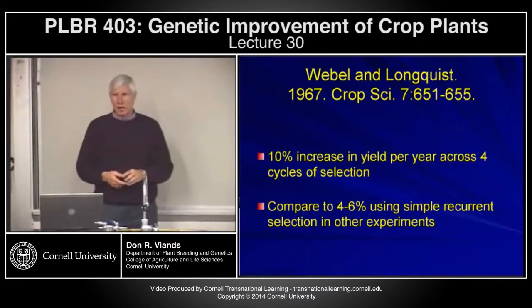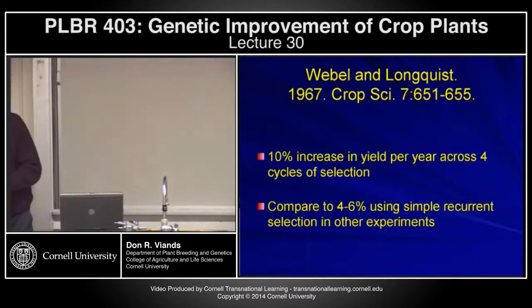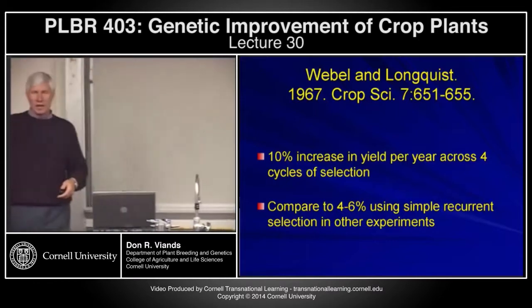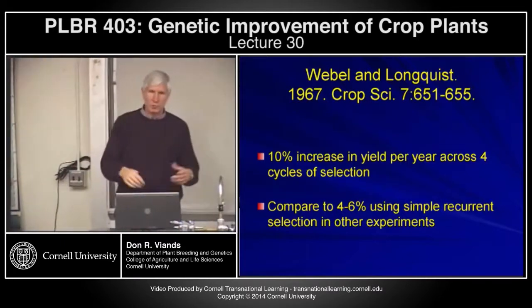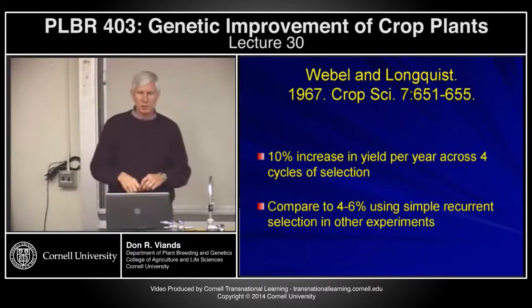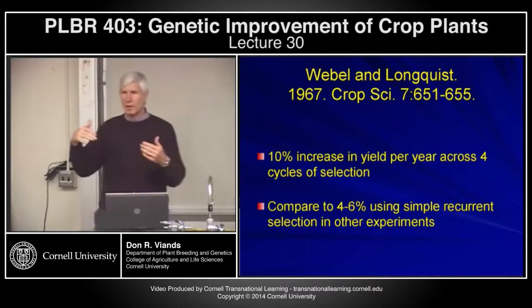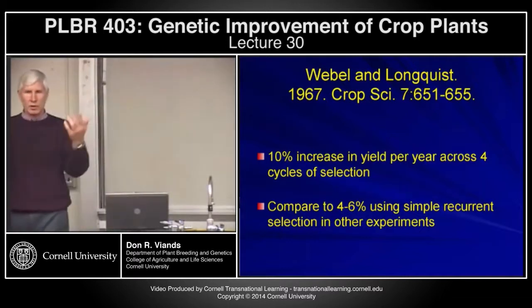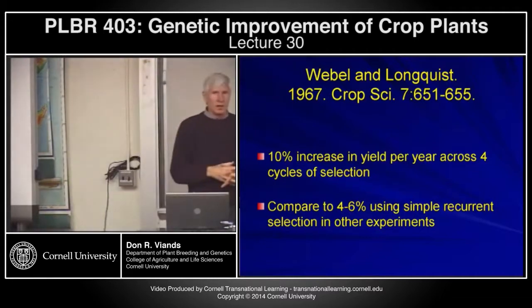As a result, they went through 4 cycles of selection, and they were able to realize a 10% gain in yield for each year, which amounts to a cycle of selection. And this is compared to about 4 to 6% increase in yield from simple recurrent selection. Remember, that's the phenotypic selection where they produce the S1s and interpollinate the S1s.